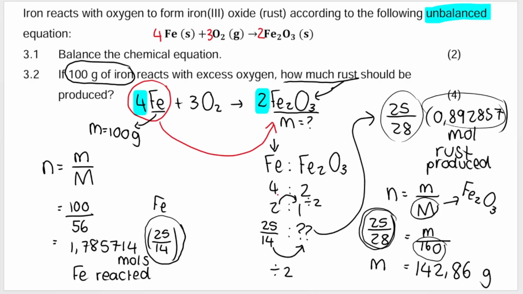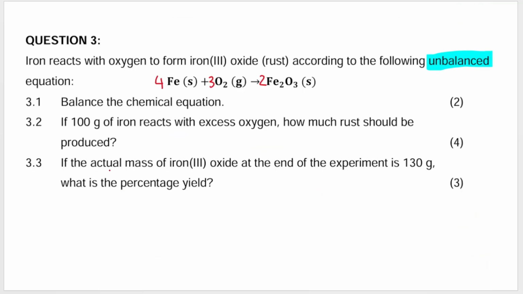So this is a lot of work. Where do you get your marks? You get your marks for formula and substitution over here, mole ratio, using it correctly, formula and substitution over here, and your final answer. 3.3 is saying if the actual mass of iron oxide is 130 grams, what is the percentage yield?